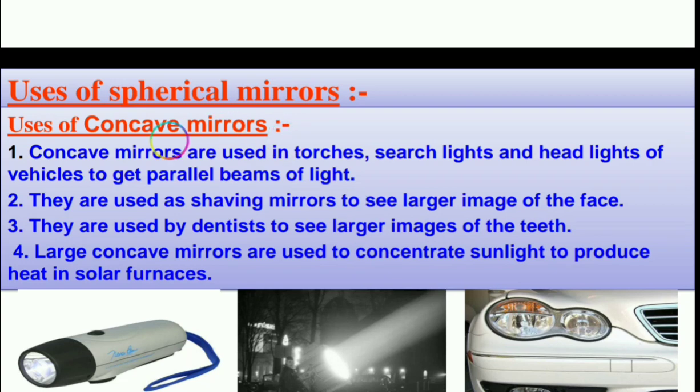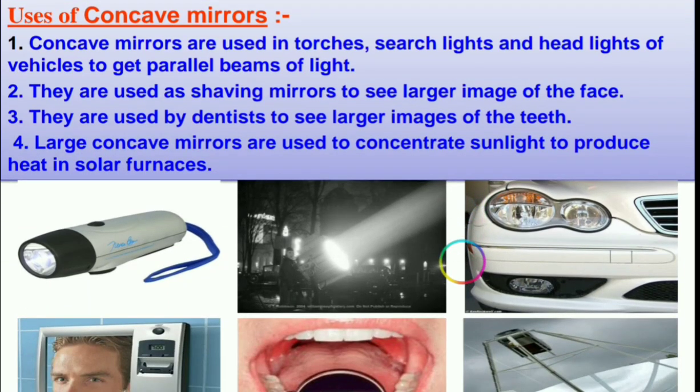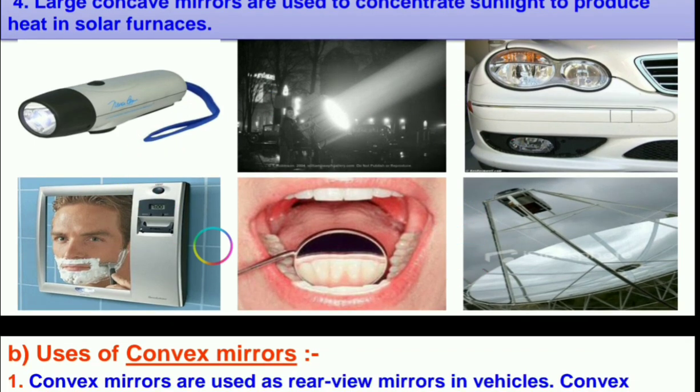Now, uses of spherical mirrors. Firstly, we'll deal with the concave mirror. Concave mirrors are used in torches, searchlights and headlights to get a parallel beam of light. They are used as shaving mirrors. They are used by dentists. Large concave mirrors are used to concentrate sunlight to produce heat in solar furnaces. Here are the diagrammatic representations where we use concave mirrors.